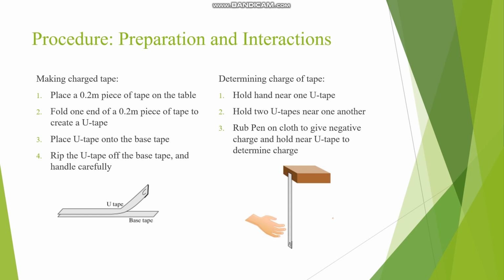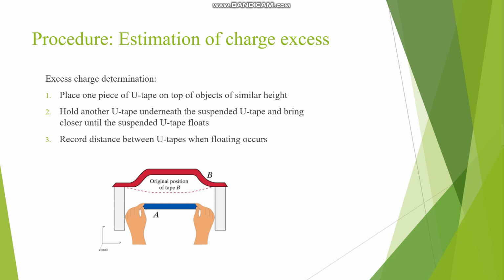Then we're going to be determining the charge of the tape by firstly holding our hand near one and observing what happens with it. Then we're going to have two pieces of charged tape and put them together and observe how they interact. And lastly, we're going to rub a plastic pen on cloth to give it a negative charge and then hold it near a U-tape to determine the charge of the actual U-tape.